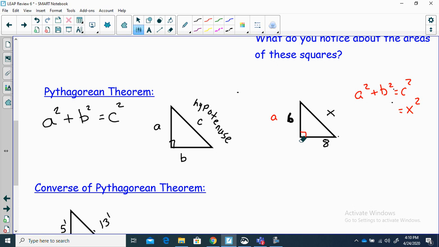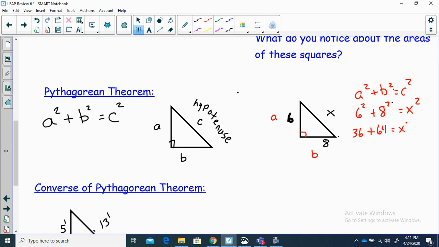It doesn't matter here which one's A or B. The C is the only one that matters. So the A is 6 squared. I'm going to substitute 6 in for the A. The B is 8, and we're going to square that. We're substituting that in place of the B. 6 squared is 36. 8 squared is 64.